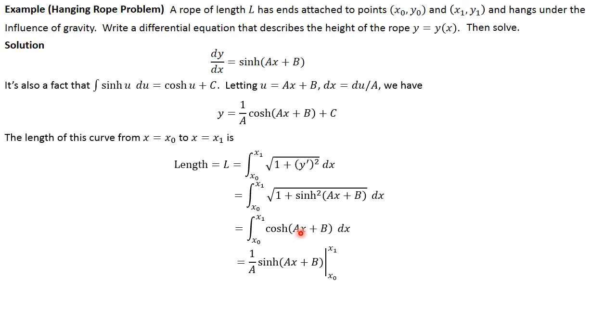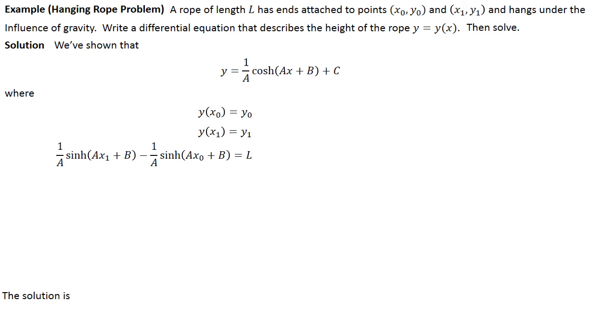Doing a u substitution, we end up with 1 over a coming out. It's the same u substitution that we did up here. Anyway, we get 1 over a times hyperbolic sine of ax plus b evaluated from the left side to the right side. So we just plug in the right side and plug in the left side. And we get this for our length of the rope. But wait, we already knew the length of the rope. The length of the rope was L. So we've shown that our rope is a hyperbolic cosine curve.